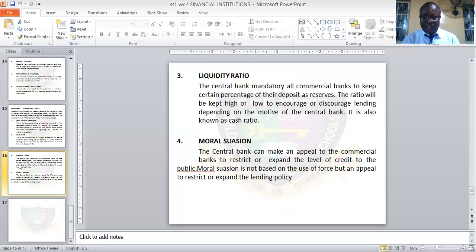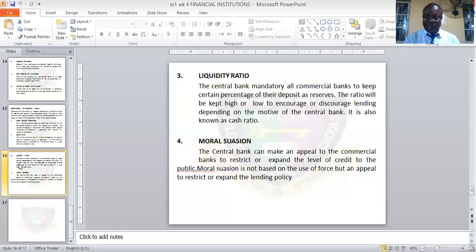The central bank mandates all commercial banks to keep a certain percentage of their deposits as reserve. If we have 25 billion naira, you should be able to keep at least 5 billion naira with the central bank. So that in case the commercial bank is short of money, or is not able to meet up with their customers' demand, they keep a certain percentage with the central bank.